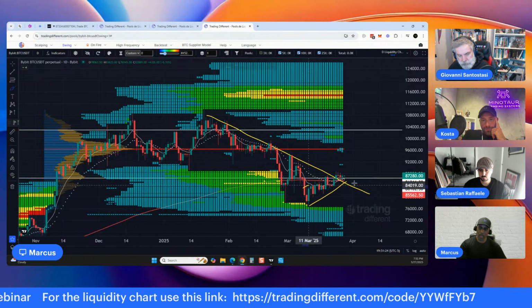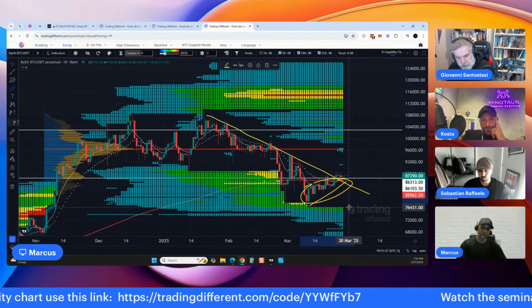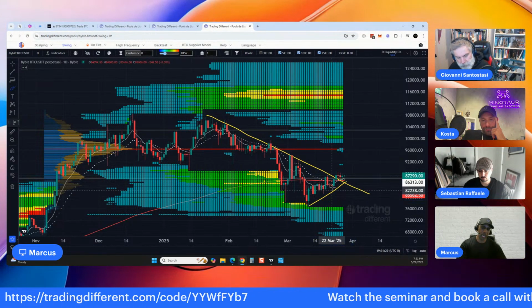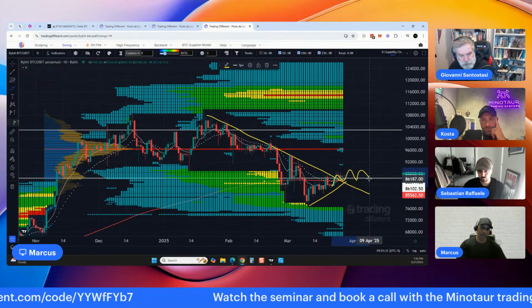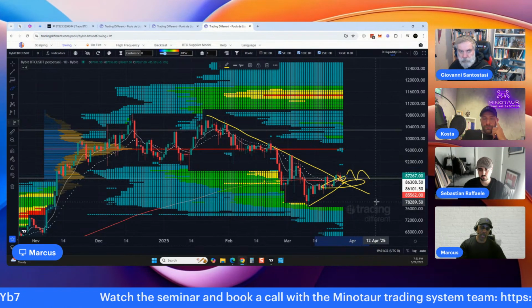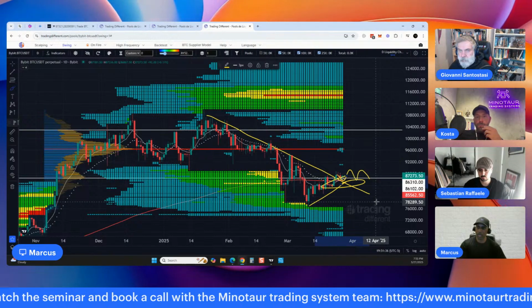But overall, the latest price action has been bullish. This is a very good sign. So the longer we hang out in this area, the more this area becomes price strong, it becomes a support.